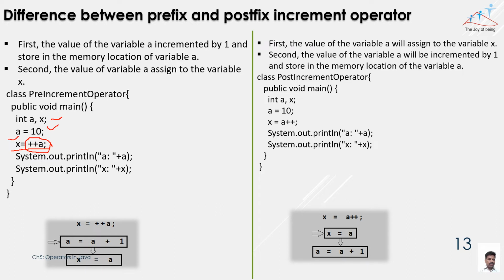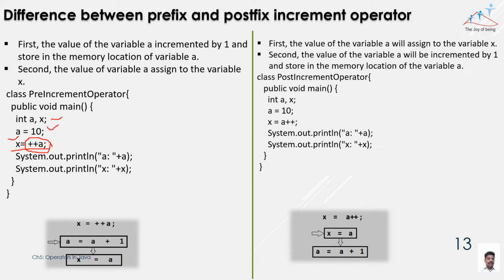Now when it comes to this statement, since it is prefix, first the value of the variable a is incremented by 1 and stored in the memory location of variable a. First the value of a will be incremented at this stage, because we have two operations here, one is increment and one is the assignment operator. Which operation will be performed first matters here. Then second, the value of variable a is assigned to the variable x. Out of increment and assignment, since it is prefix, first incrementing the value of the variable will happen, meaning the value of a will be incremented by 1, then the value of a will be assigned to x.